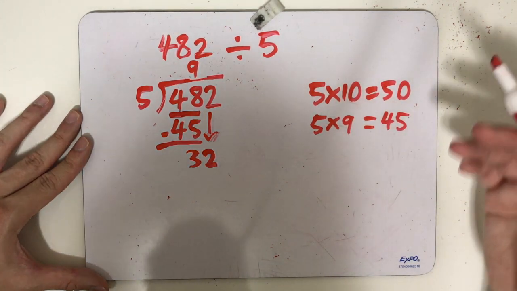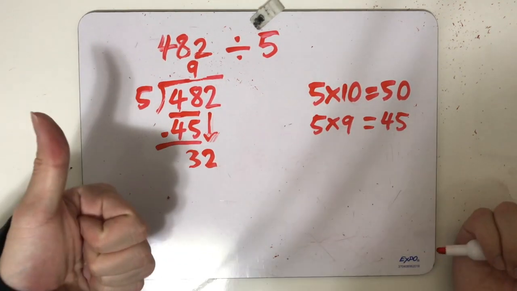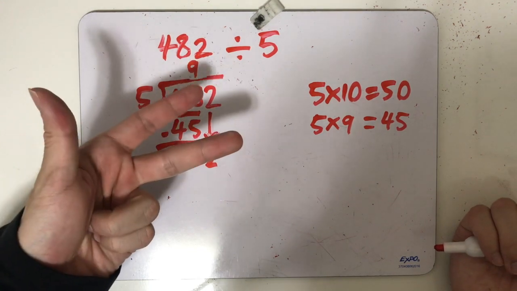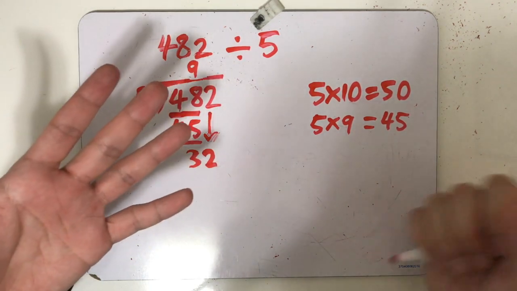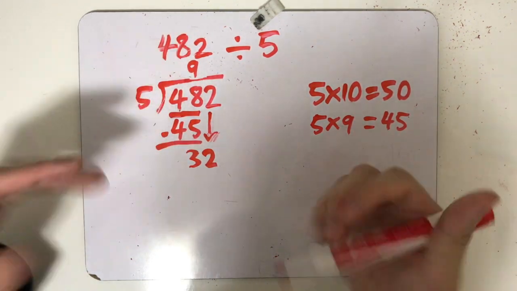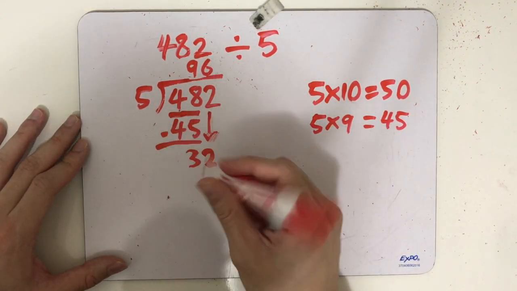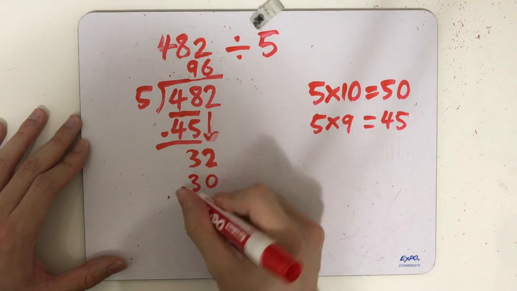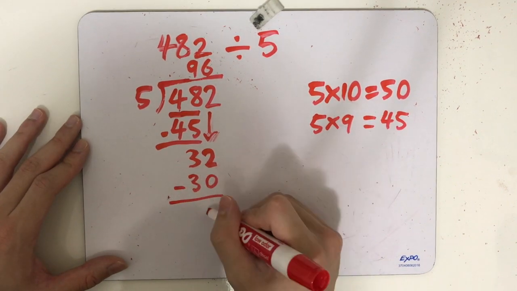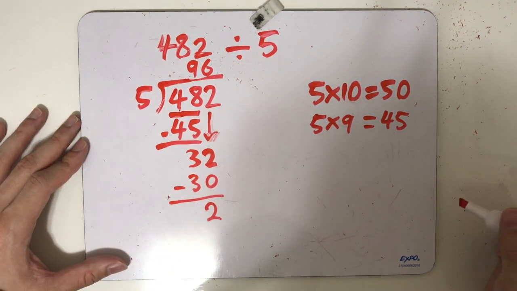Now, we can skip count. 5, 10, 15, 20, 25, 30. That's 6 times. So I'm going to put the number 6 up here. So 5 times 6 equals 30. Then I'm going to subtract, and we get the number 2.